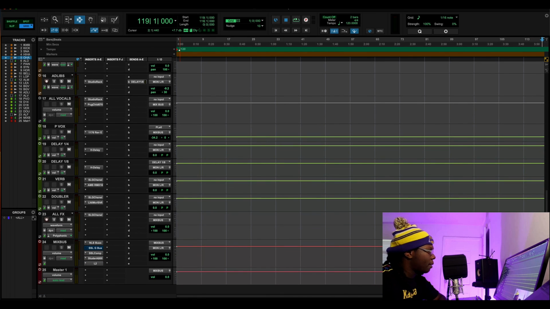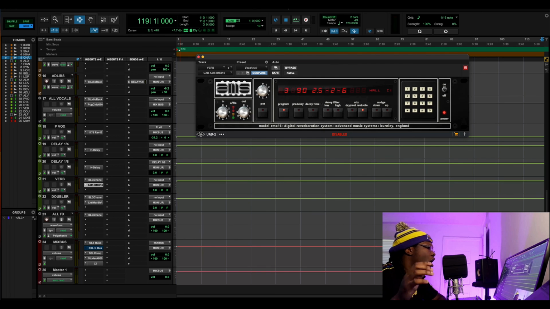And let's just wrap this thing up. We have the reverb which Dr. Dre loved, which is the RMX 16. This is a UAD emulation, but man, this thing is so creamy, so warm, so rich. They used to love this because this reverb sound was the sound of the 2000s. It was the sound of the 90s.